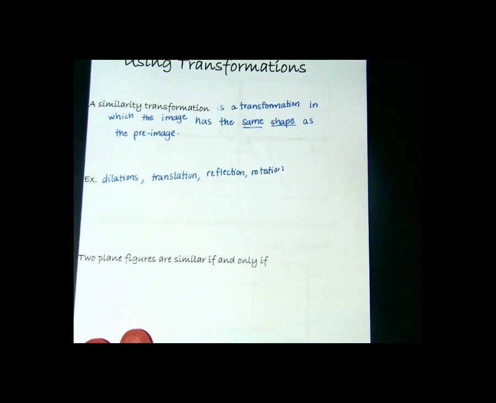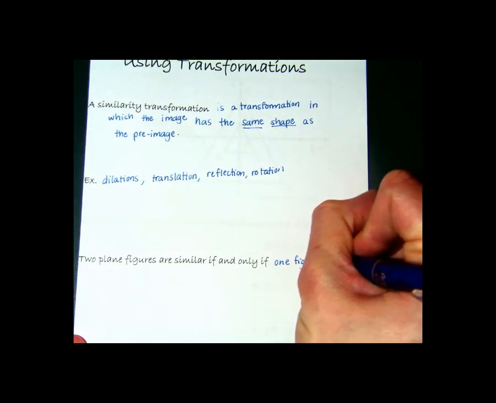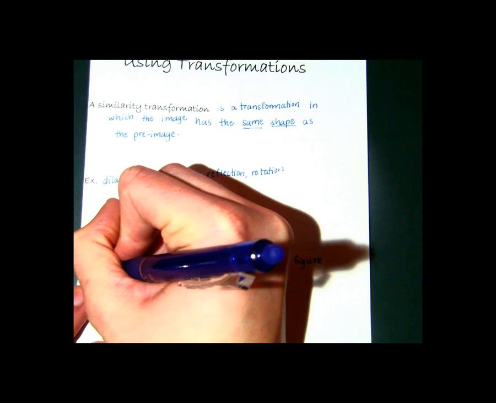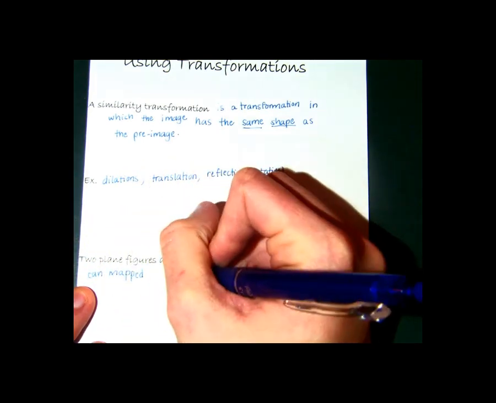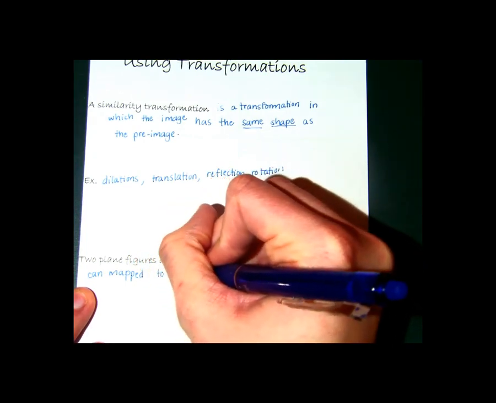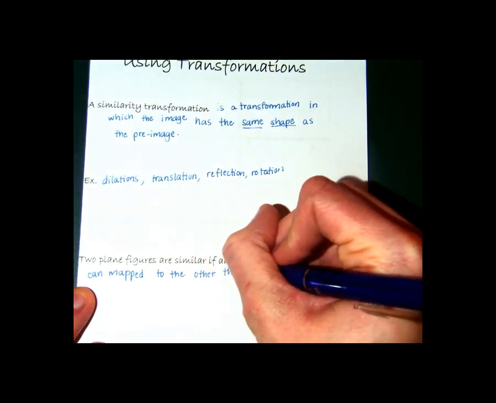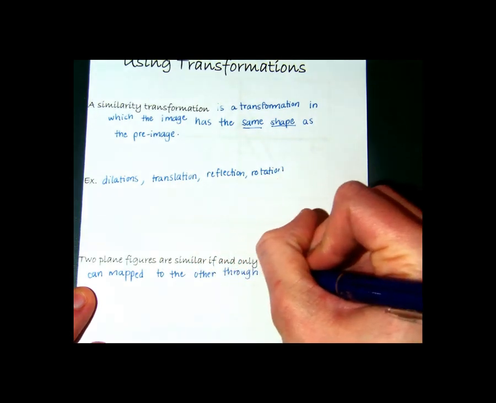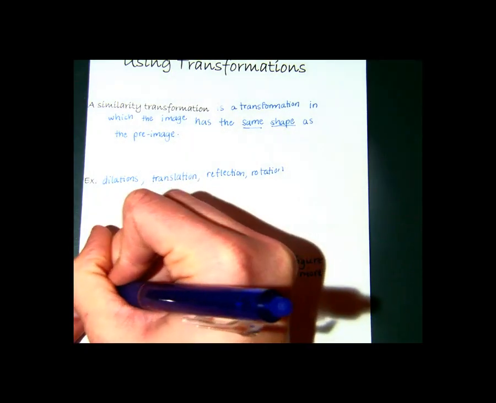We also need to understand that when things are similar, so two plane figures are similar if and only if one figure can be mapped. Remember, that means moved. It's been a little while since we've mapped figures onto each other. To the other, through one or more similarity transformation.